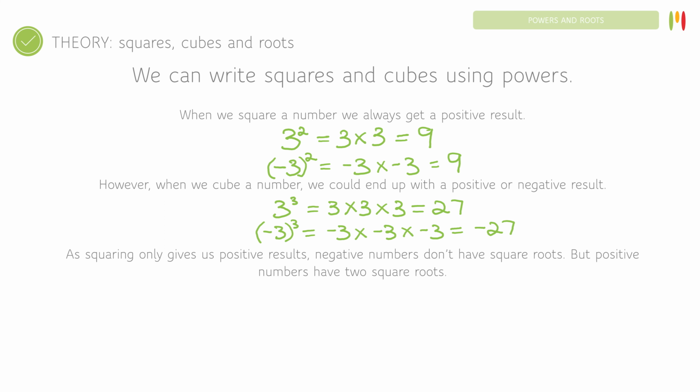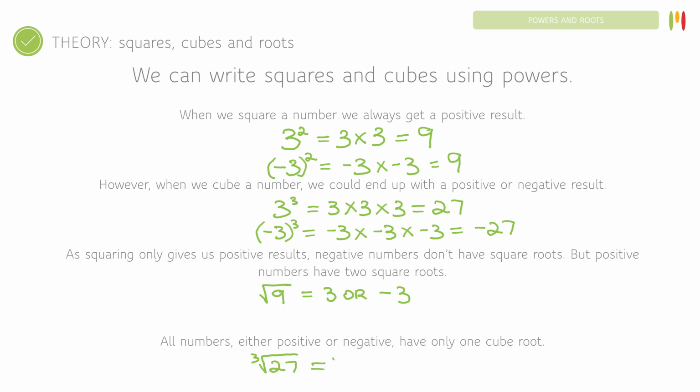So the square root of 9 would be 3 or minus 3, as 3 squared equals 9 and minus 3 squared equals 9. On the other hand, all numbers, either positive or negative, have only one cube root. So the cube root of 27 is just 3. Hopefully, you have a good understanding of the theory. Now let's move on to some example questions.